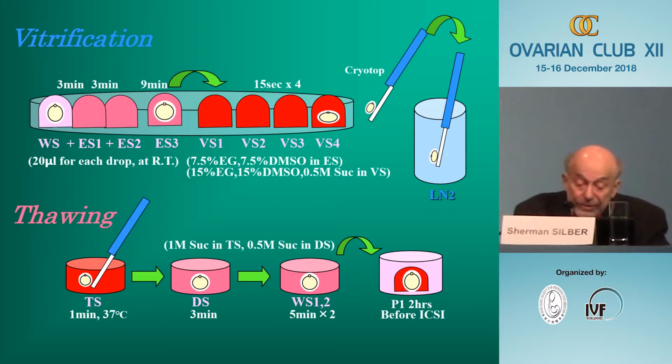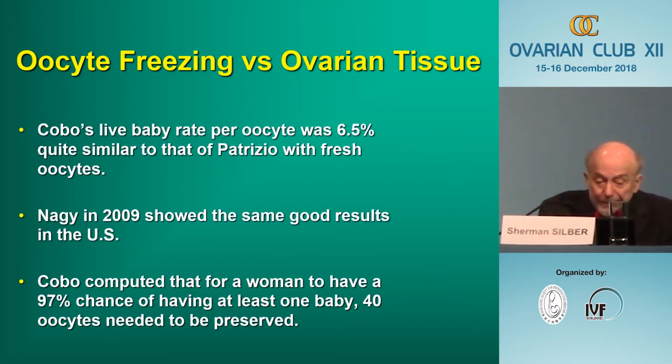And then the thawing is really, really simple, again just to avoid hyperosmotic shock. So Cobo's live baby rate per oocyte was 6.5%, the same as Patrizio documented with fresh, and Naji showed the same good results. So there was no difference between frozen oocytes and fresh oocytes. And as I said, to have a 97% chance of having a baby, at least one baby, 40 oocytes were needed. It won't be that big a number if you use minimal stimulation.